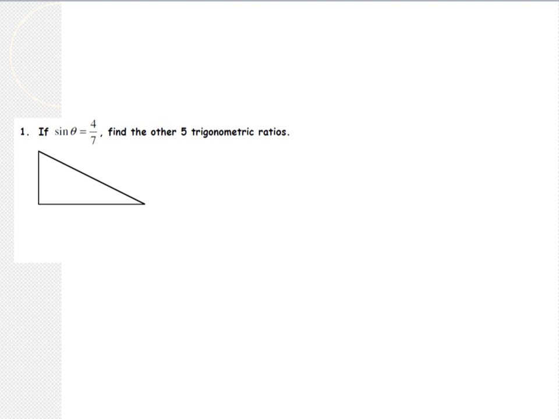Okay, let's look at this problem. It says if the sine of theta is 4 over 7, find the other 5 trigonometric ratios. Okay, so we know the sine of theta, and that's opposite over hypotenuse. So my sine is 4 over 7.